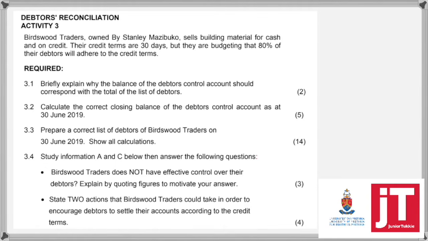So required, explain why the balances of the debtors control account should correspond with the total of the list of debtors. This is a common question asked with reconciliation when we look at debtors, and I can ask you exactly the same question looking at creditors. Question number 2. Calculate the correct closing balance of the debtors control account as at 30 June. Prepare the correct list of debtors. Question number 3. Then question number 4. Study the information and answer the questions below.